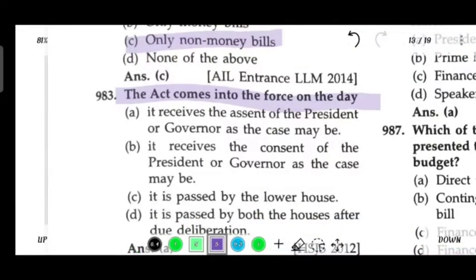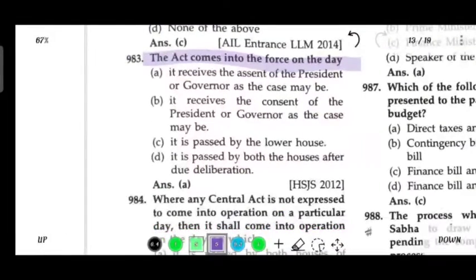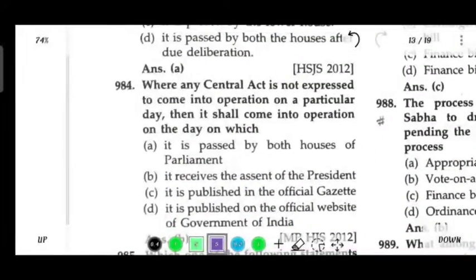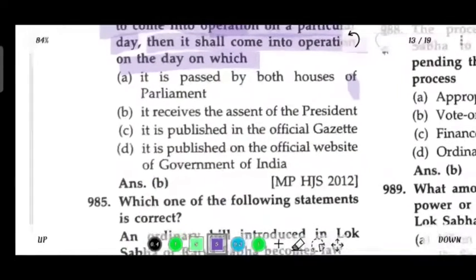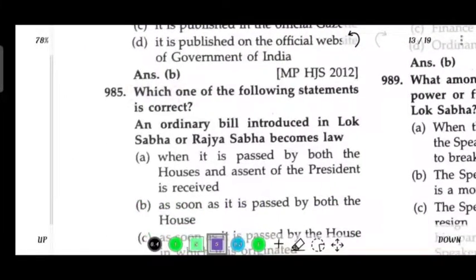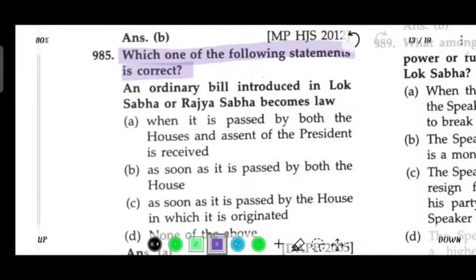The Act comes into force on the day it receives the assent of the President or Governor, as the case may be. Where any central act does not expressly state a day, it shall come into operation on the day on which it received the assent of the President. Which one of the following is the correct statement?